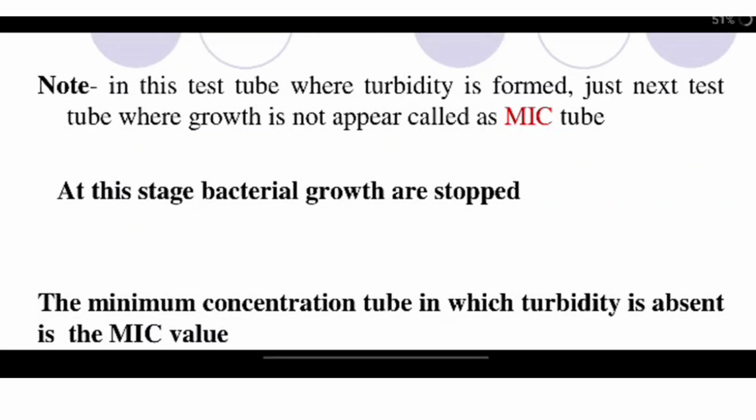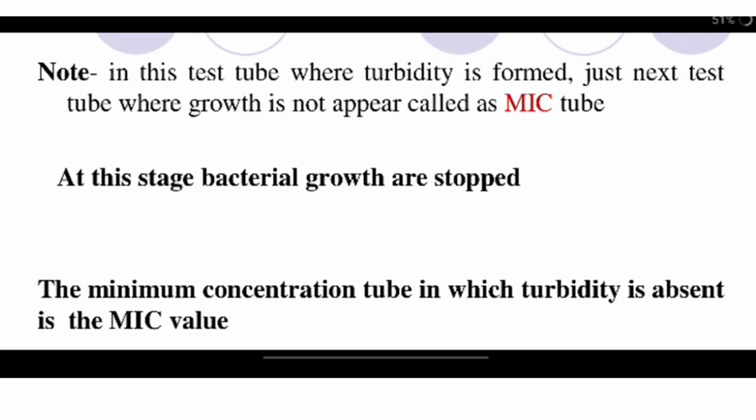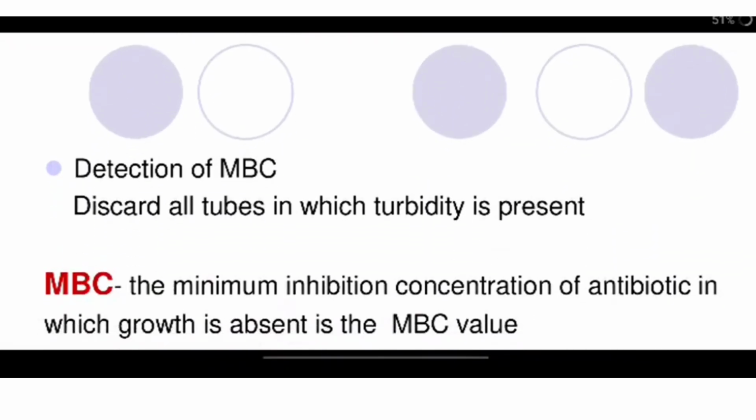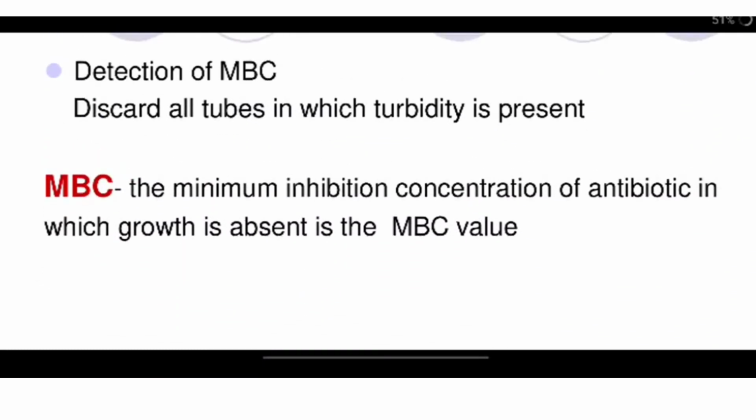In the tubes where turbidity is formed, the next test tube where growth has not appeared is called the MIC tube. At this stage, bacterial growth is stopped. The minimum concentration tube in which turbidity is absent is the MIC value. Detection of MBC: discard all the tubes in which turbidity is present. The lowest concentration of antibiotic in which growth is absent is the MBC value.